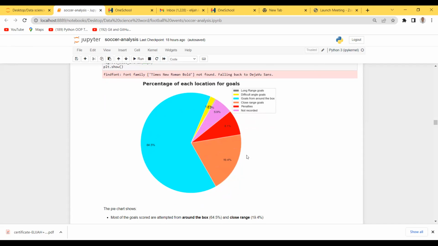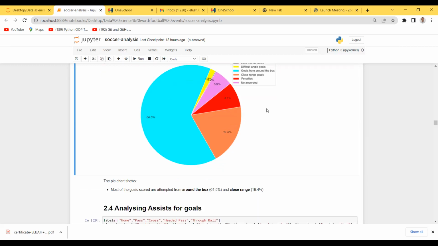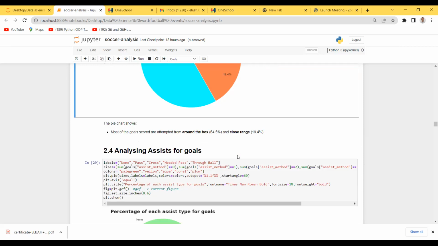Just goals, but they were not recorded how they made the goal, or at least in the data set there is no details on that goal. It doesn't fall under any of these five categories, so it is recorded as not recorded. Is that answered? Let's proceed. Okay.